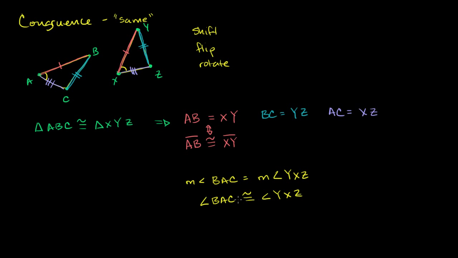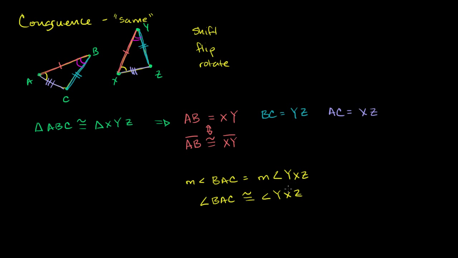And once again, like line segments, if one line segment is congruent to another line segment, it just means that their lengths are equal. And if one angle is congruent to another angle, it just means that their measures are equal. So we know that those two corresponding angles have the same measure, they're congruent. We also know that these two corresponding angles have the same measure, and I'll use a double arc to specify that this has the same measure as that.